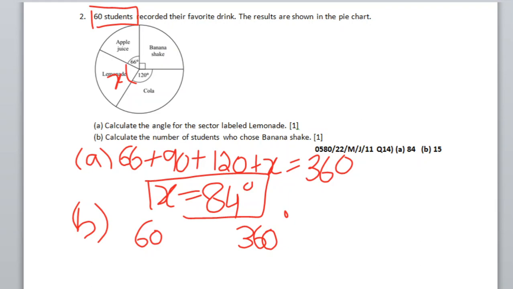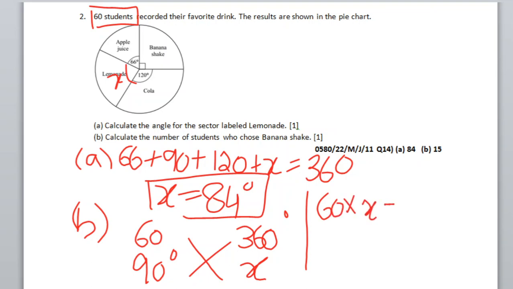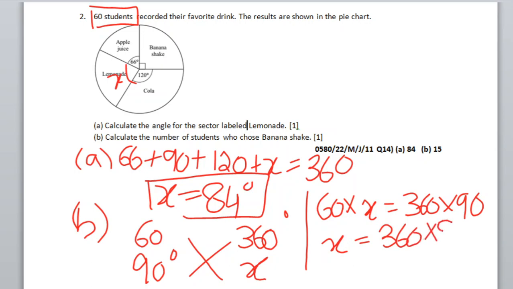So for banana, the angle is 90 degrees, and we have to find the number of people represented by this sector. So cross multiply and you should get your answer. 60 times x is equal to 360 times 90, and then divide by 60. 360 times 90 over 60, and we should get 15. So 15 people are represented in this sector.